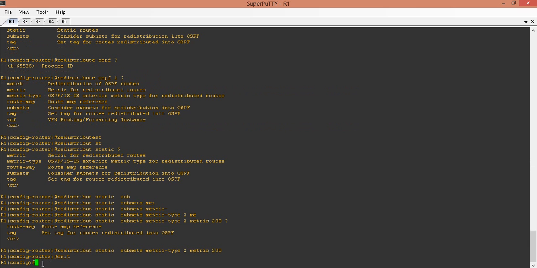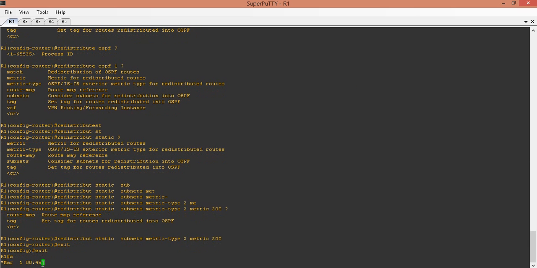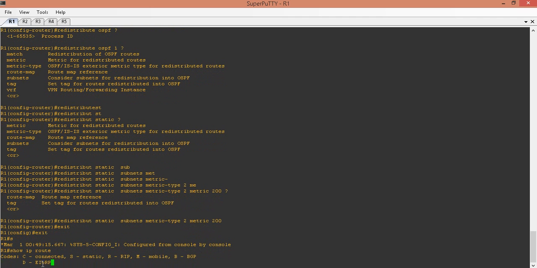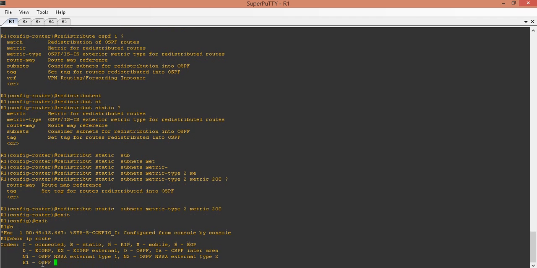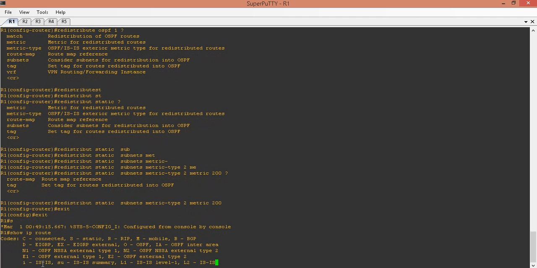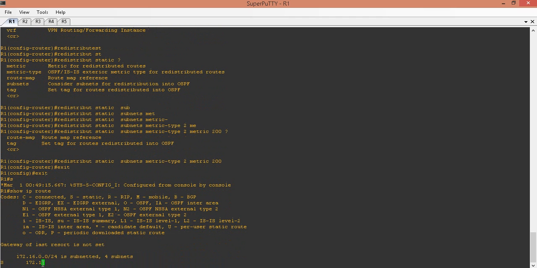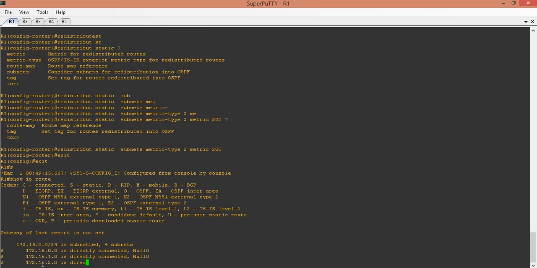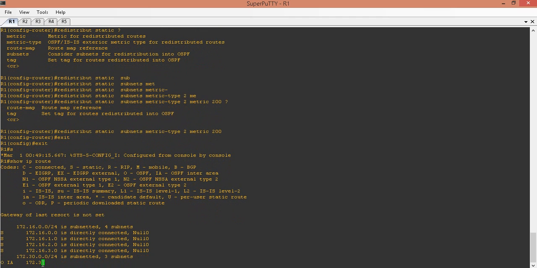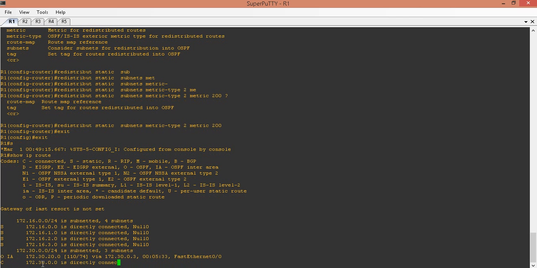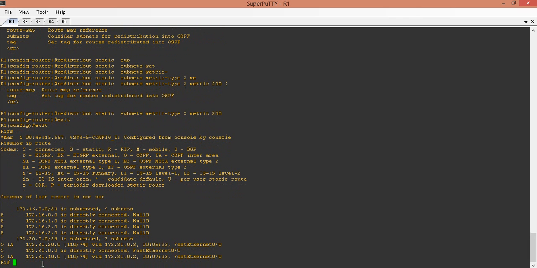Do we configure the static routes? Yes, I configured the static routes already too. So IP route, you should see the static routes here. From router 3 I type IP route, then I should be seeing all those static routes redistributed. Okay, so you see all the static routes.